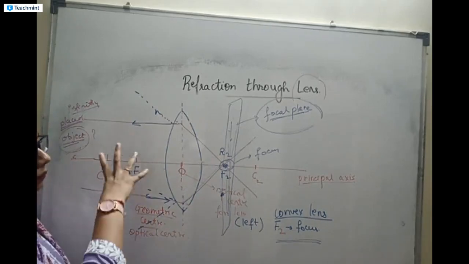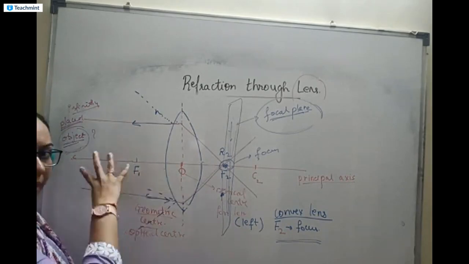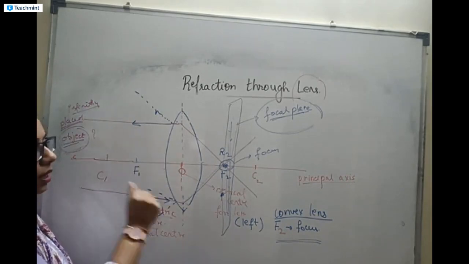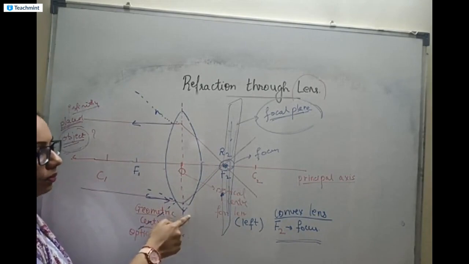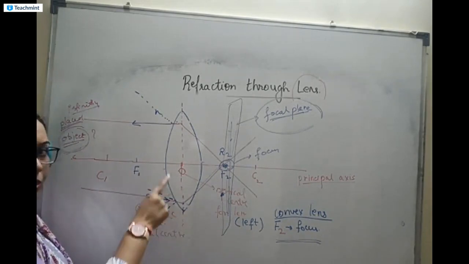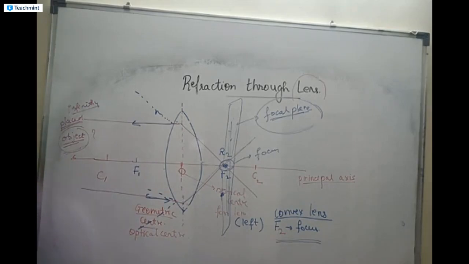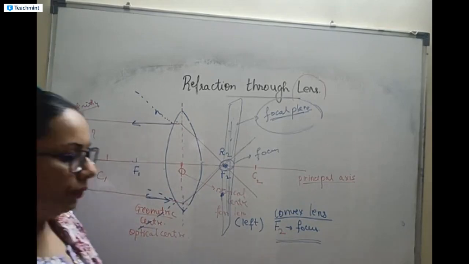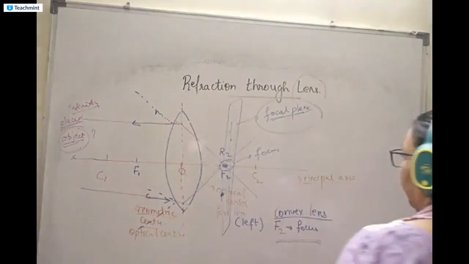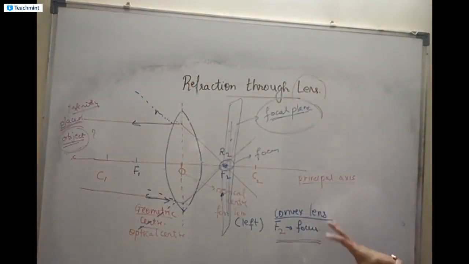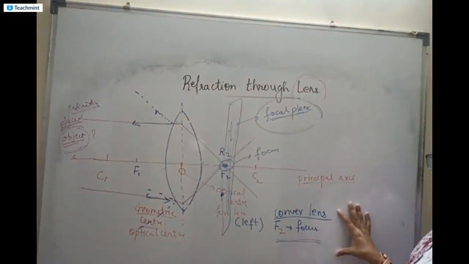You will be writing that when parallel rays fall on the convex lens, after refraction they will emerge out and meet at a point, and that point is called the focus. Okay, I'm not giving you the definition. For that, notes will be given because we need to do a lot of practice for the ray diagram and the numericals.